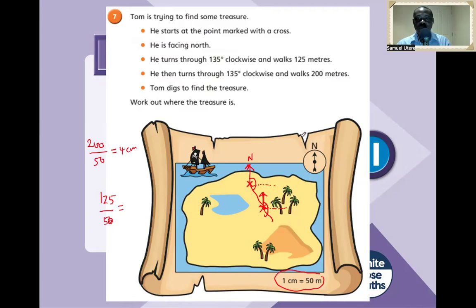My pen is moving. Let's wait for it to settle. Okay. You then draw 4 centimeters. First, you would have drawn that as long as you wanted. So now you mark 4 centimeters, and then Tom digs the treasure. So you've been asked to work out where the treasure is, and that is where the treasure would be. So after you've done that, you should get your answer.